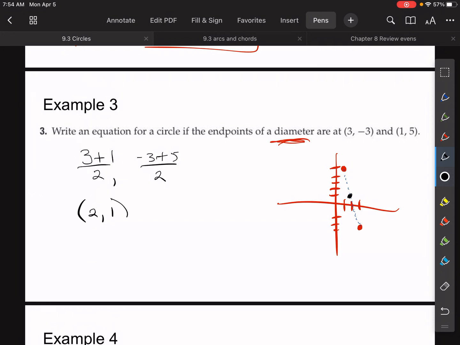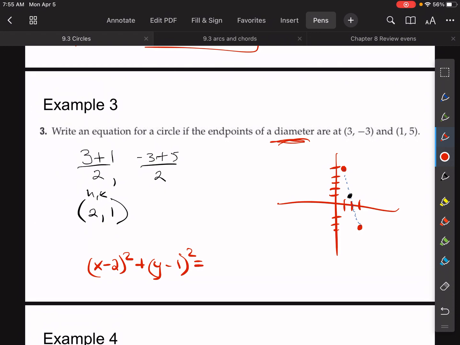Okay, so that's my center, my h comma k. So far, I know my answer is going to be x minus 2 squared plus y minus 1 squared is equal to some radius squared. Now I've got to find the radius.